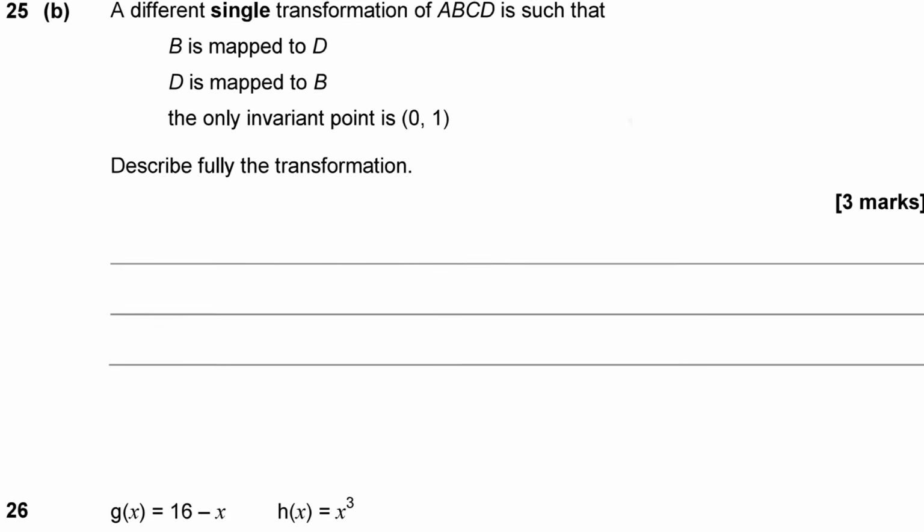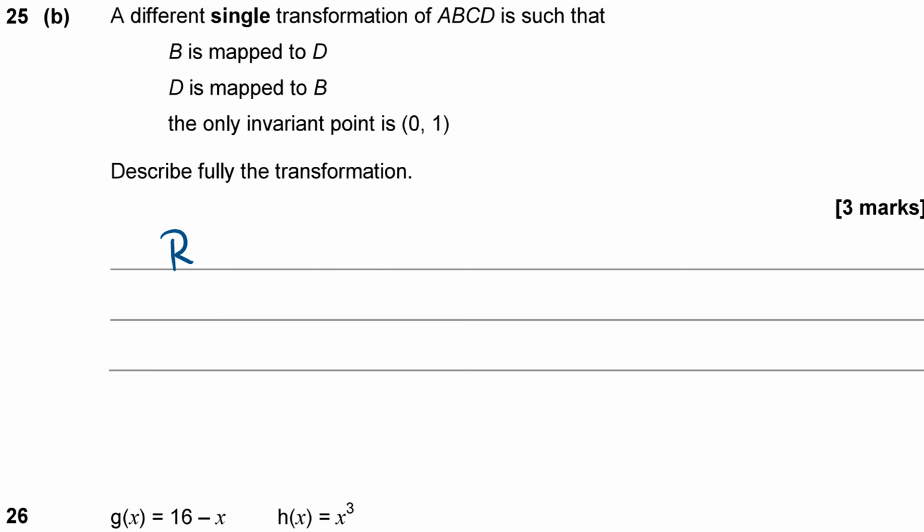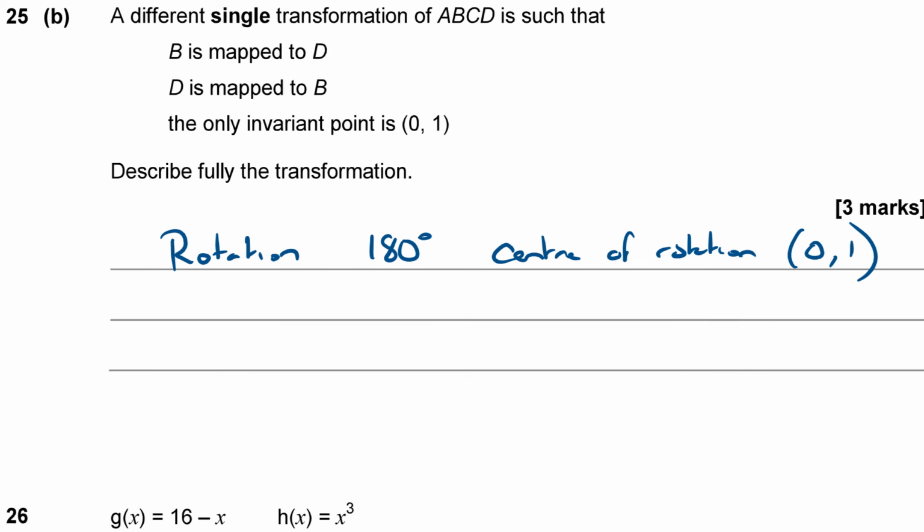So describe fully the transformation. It's going to be a rotation. You need to say how far, 180 degrees. Normally you write clockwise or anti-clockwise, but with 180 it doesn't really matter which way around you go. You end in the same place, so you don't need to bother. But you do need to say where the center of rotation is. So center of rotation (0, 1). Okay, and that's what will get you the 3 marks. 1 for rotation, 1 for 180 degrees, and 1 for naming the center of rotation.